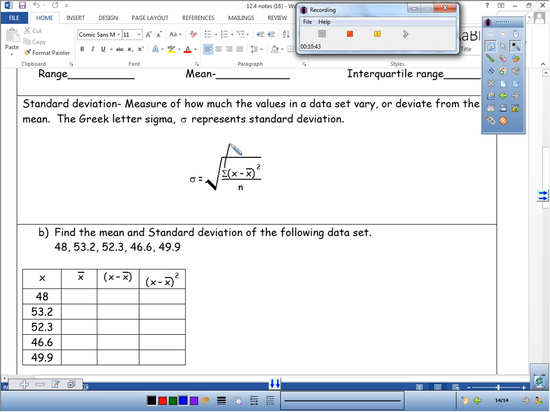This right here means the sum. The x by itself is just a value. The x with a line above it is the mean. And n is the number of numbers.